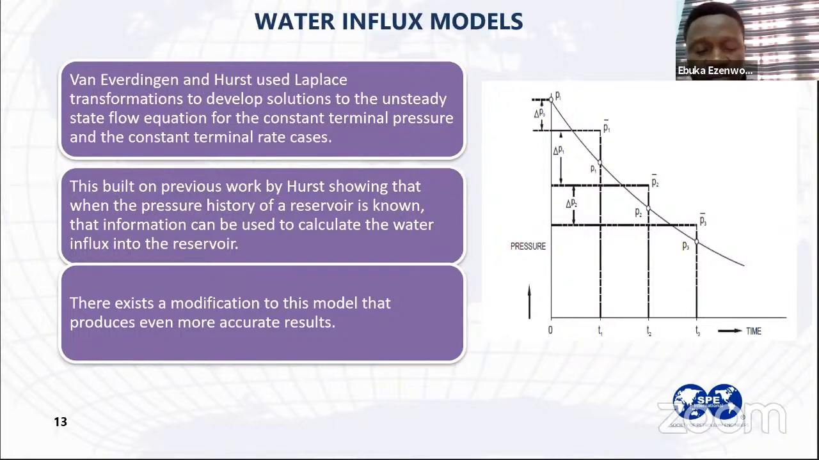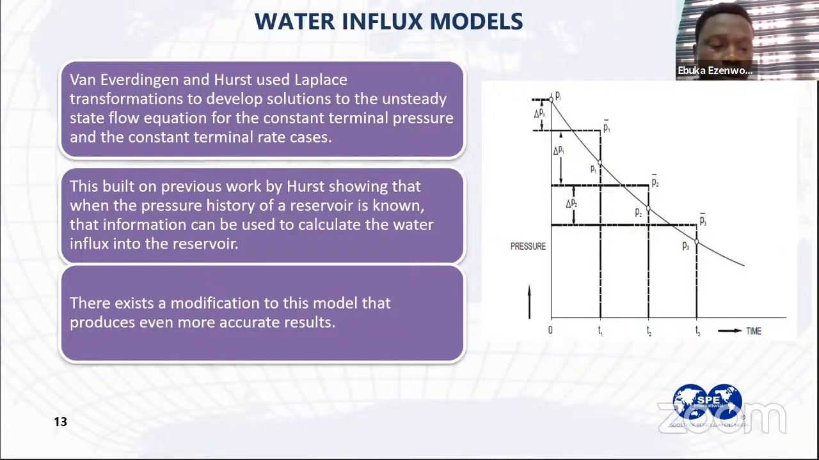So the normal Hurst and Van Everdingen model assumes that the pressure drop in the reservoir is instantaneous, like something that is a sudden drop at a particular time. So there's a particular time when the pressure of a reservoir will suddenly drop all the way from PI down to P1 bar. The same thing happens to the drop from P1 bar down to P2 bar. So it's a stepwise drop.